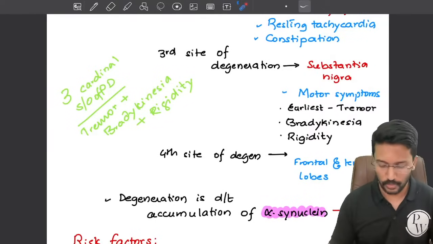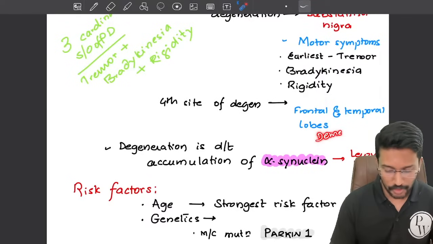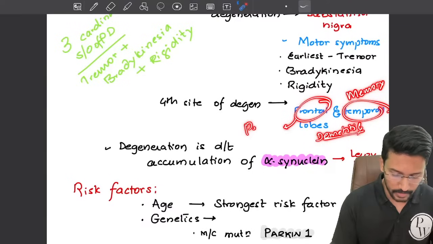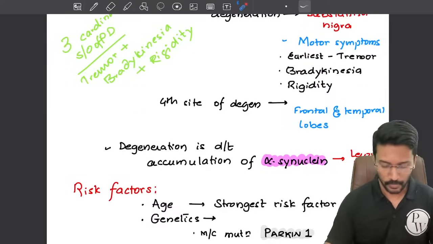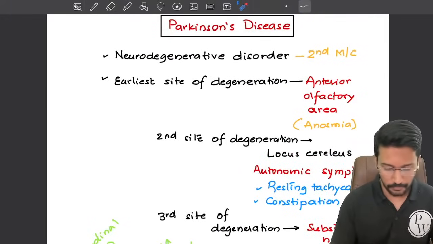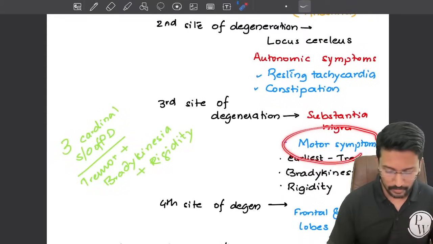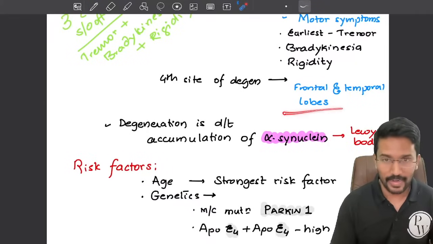And we also have to remember that in Parkinson disease, degeneration doesn't stop at substantia nigra. It can also progress to involve frontal and temporal lobes, and that can lead to dementia, because the temporal lobe is concerned with memory, as we know, and the frontal lobe is concerned with personality and behavior. Especially there is an area called the prefrontal cortex, which is concerned with personality and behavior. So in terms of sequence of events, first anosmia, followed by autonomic symptoms, followed by motor symptoms. Within motor symptoms, tremor is the earliest symptom, and eventually dementia.